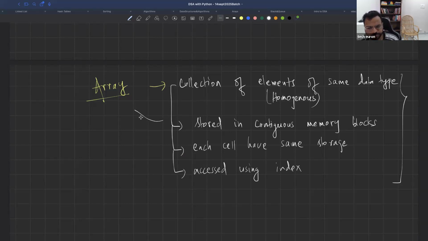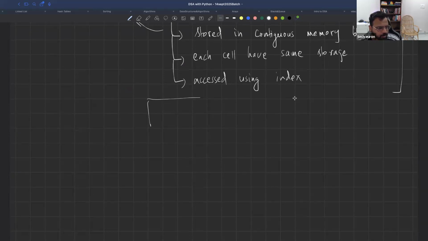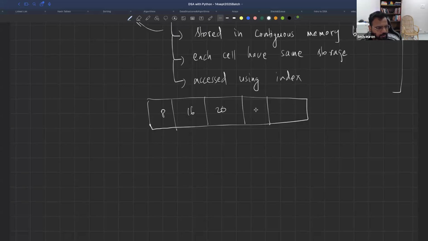I don't want to give you a bookish definition, but I hope you have understood. What is an array? We will take a contiguous memory block, and we will store some data here. So 8, 16, 20, 15, and 24. Here the data type is similar. This is integer, this is integer, this is integer, this is integer, this is also integer, and this is a contiguous memory block. So if this is 50, this is 54, this is 58, this is 62, this is 66, and this is my, you can say, marks. Definition of array is clear to everyone?